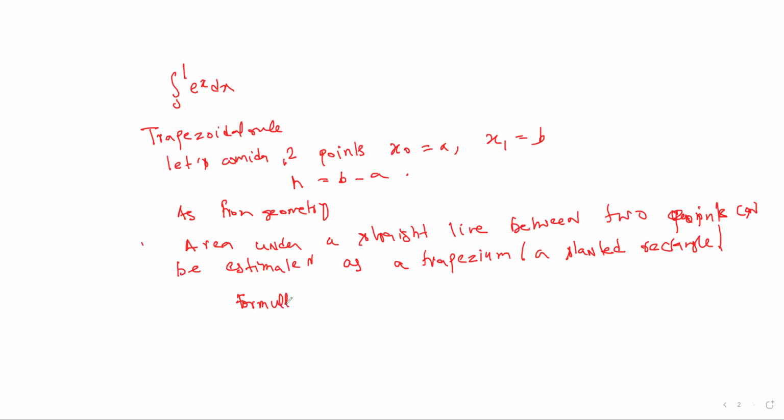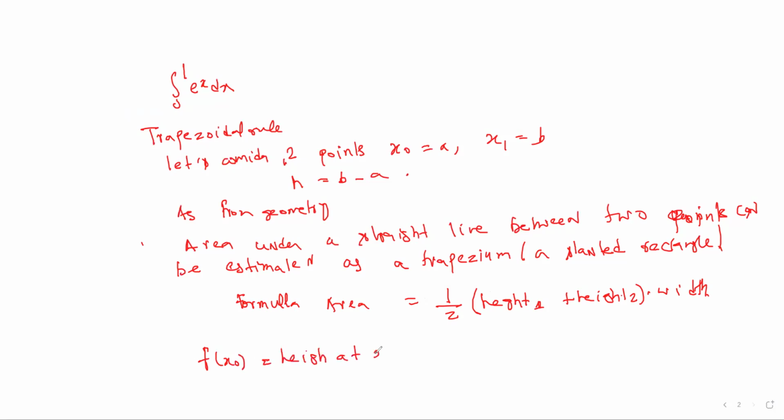Now, what is the formula for the area of the trapezium? It is half of the first height plus the height of the second, into the width. So f of x naught here is basically the height at x equals a, and f of x1, which is the y1 second point, is the height at x equals b. And definitely the step size acts as the width.